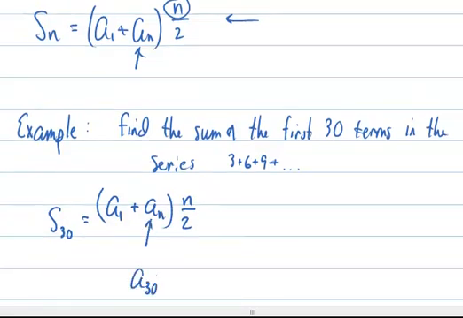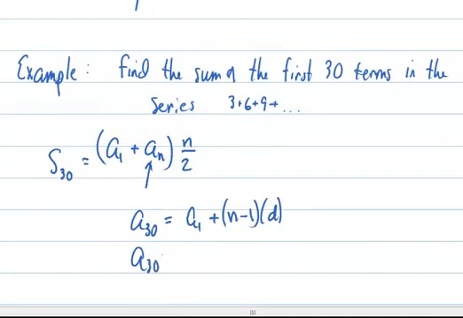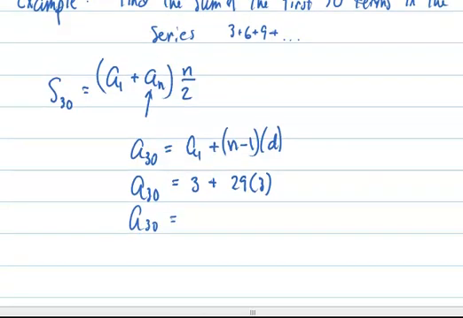So the 30th term is equal to, as it says up in our first equation here, the first one plus the number of terms minus 1 times our d value. I'll just plug in those values, and that will be 3 plus 29 times 3, and a_30 would be 3 plus 87, or 90.